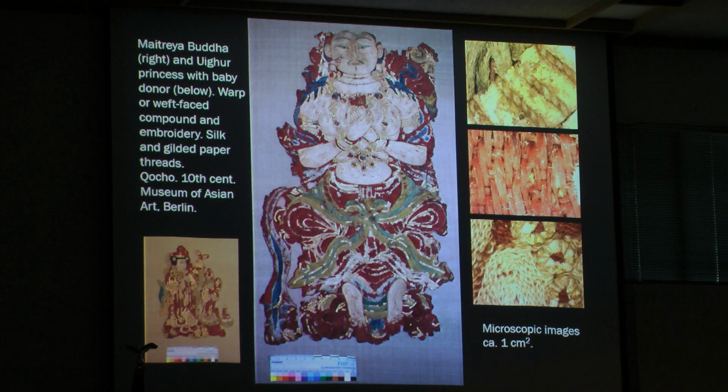So this compound is very interesting because it took me a while, I have to say, to analyze this fragment because it was compressed between two glass, and so it was hard to analyze. So it's made, I believe, of weft-faced compound weave turned 90 degrees and embroidery in silk and gilded paper thread. Now, gilded paper threads are made only by the Chinese or in Chinese territories. It's not something that we find in the West or outside China.